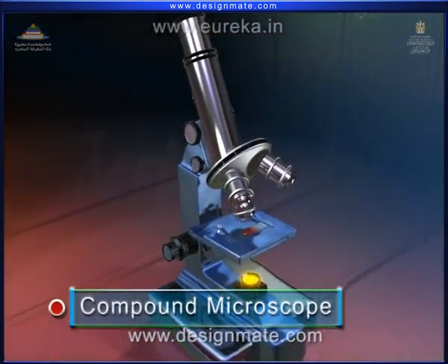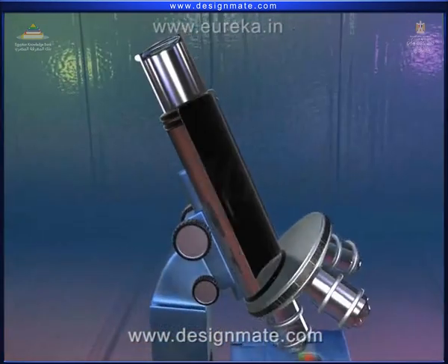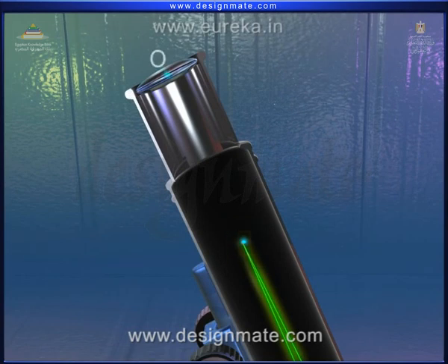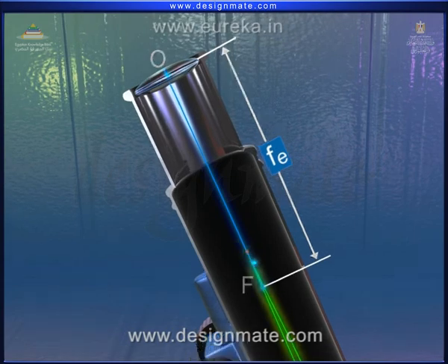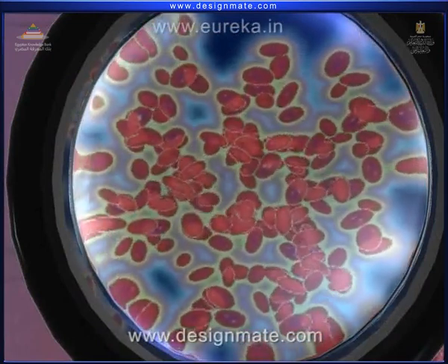Also, in a compound microscope, the eyepiece uses a convex lens where the object to be magnified is positioned between center O and focal point F of the lens. The image obtained as a result of this object position helps us to study several biological specimens in detail.